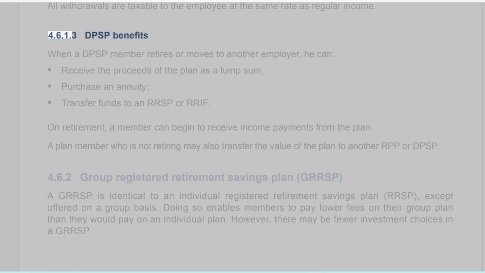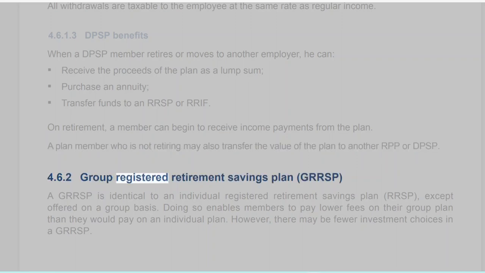For 4.6.1.3 DPSP benefits, when a DPSP member retires or moves to another employer, he can receive the proceeds of the plan as a lump sum, purchase an annuity, or transfer funds to an RRSP or RRIF. On retirement, a member can begin to receive income payments from the plan. A plan member who is not retiring may also transfer the value of the plan to another RPP or DPSP.